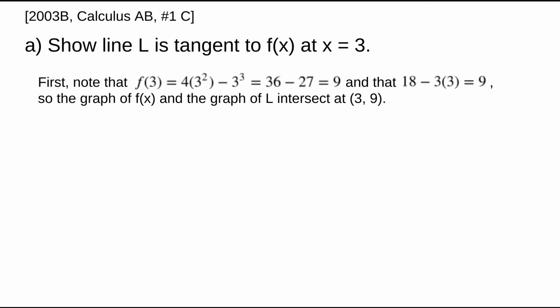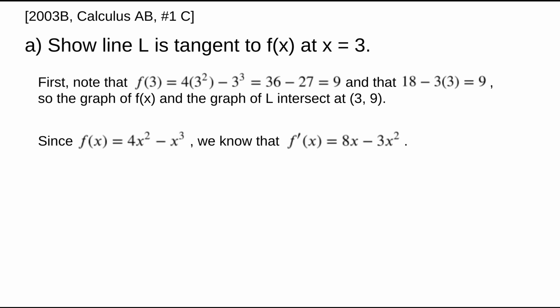All right, so the way I did this, I just calculated f of 3. I put 3 into the function f. f of 3 turns out to be 9. And notice that if you plug in 3 into the equation for the given line, you also get 9. So at the very least, we know that the graph of f of x and that given line intersect at (3, 9). Now what we haven't done yet is shown that the two lines have the same slope. Once we do that, we've shown that the given line is in fact tangent to f at x equals 3.